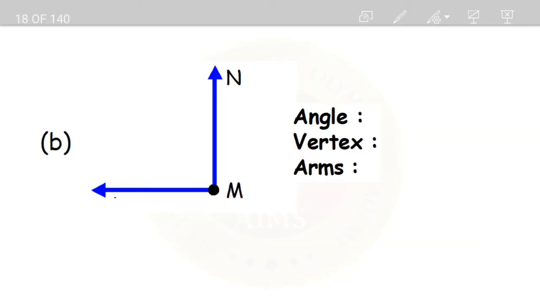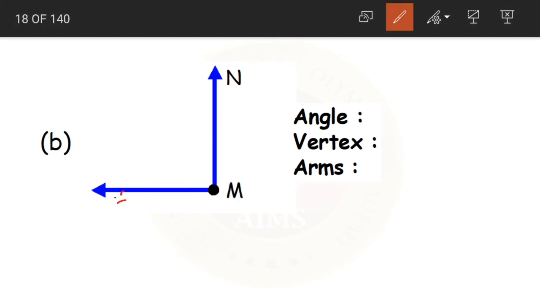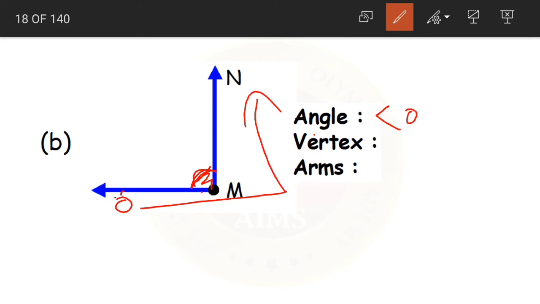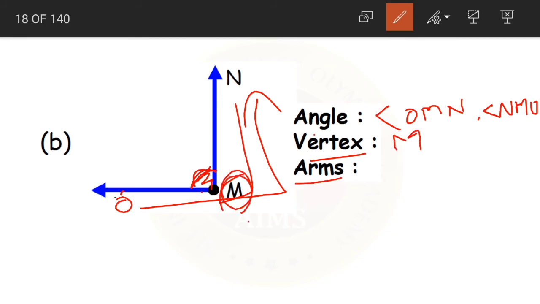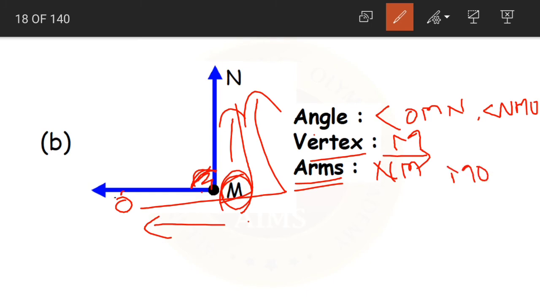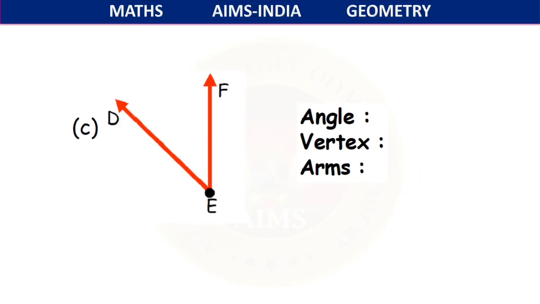For question B, now what is this here? It is missing O. What is the angle name? The rays are joining here. So this will be our angle. Angle name can be OMN or it can be NMO. And what is the vertex? They are meeting at M. So M is the vertex. And what are the arms, children? Ray MN and ray MO. These two are our arms.